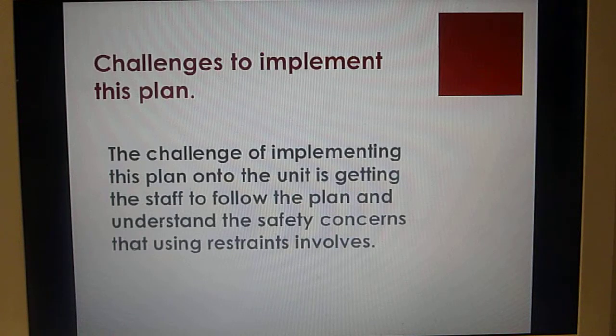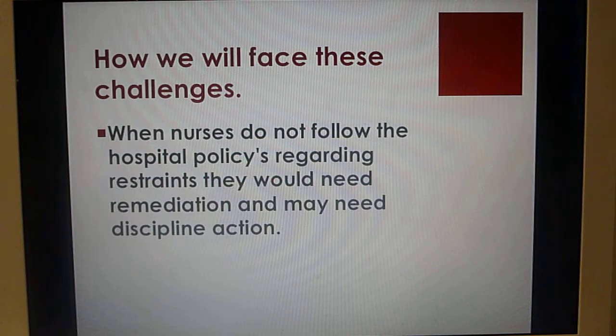Challenges to implementing this plan will simply be getting the staff to actually follow the plan. How we'll face these challenges: we'll face these challenges by providing remediation and then taking disciplinary action.